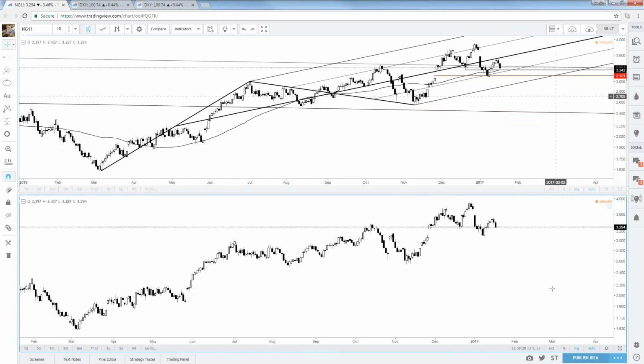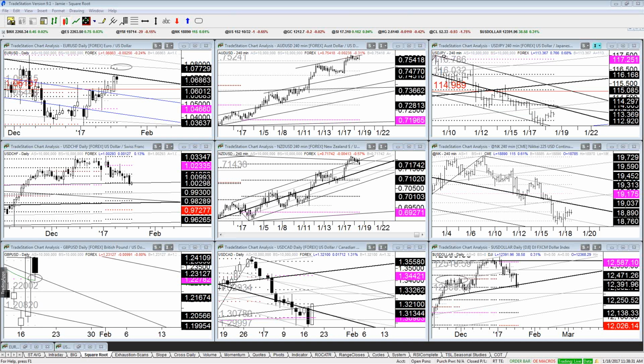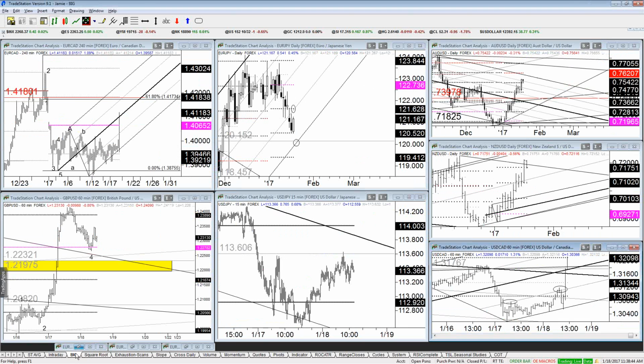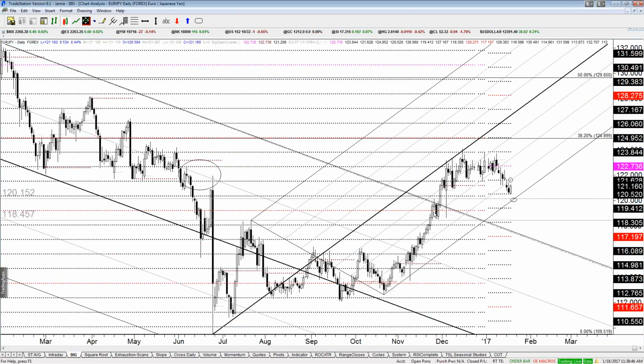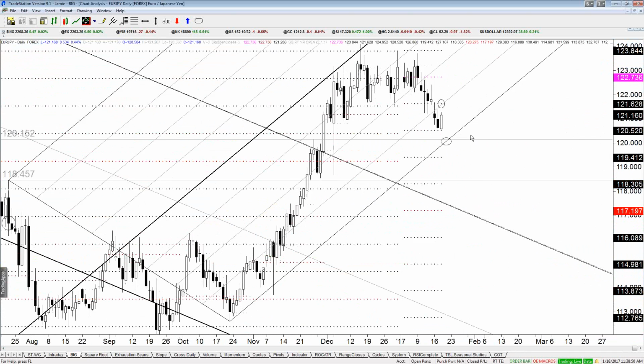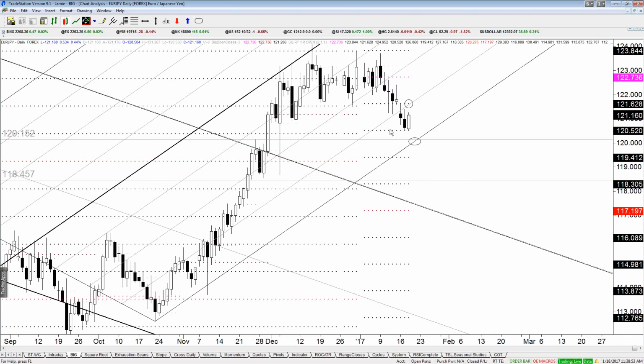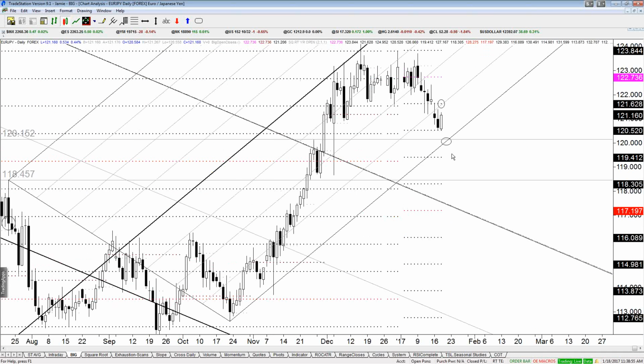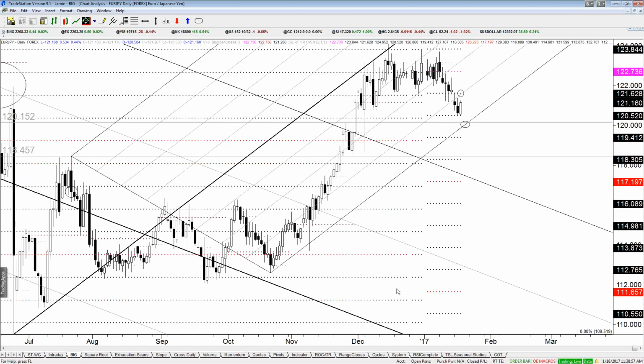All right. Now let me get into some currency crosses for you real quick. Okay, so I wanted to look at some of the euro ones. We'll start with euro yen. So euro yen. This is a daily, and always good to remember.